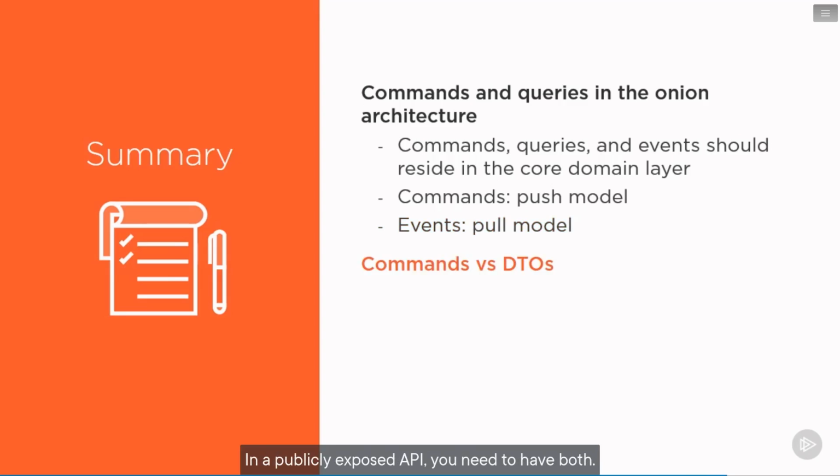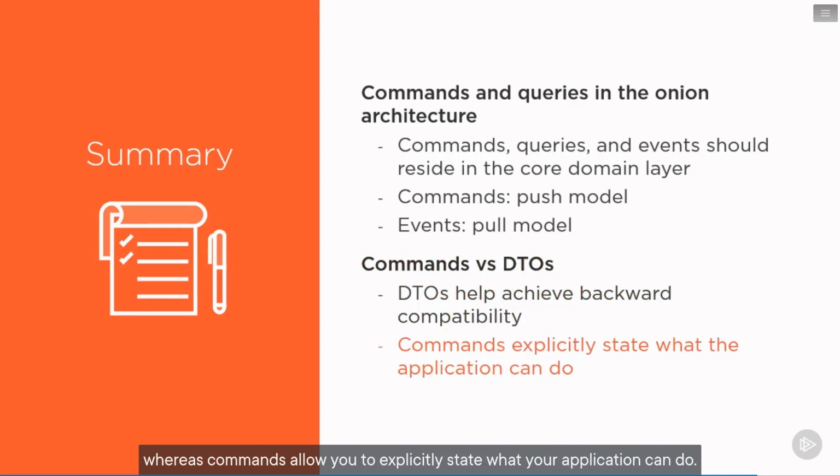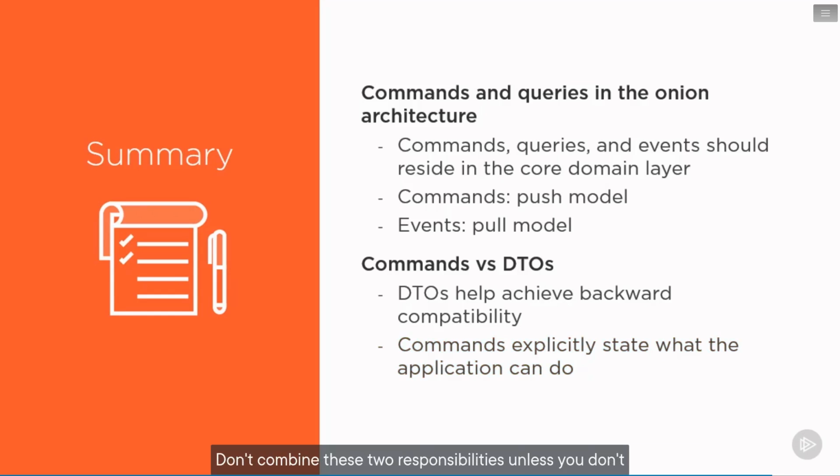We talked about the differences between commands and DTOs. In a publicly exposed API, you need to have both. DTOs, data transfer objects, allow you to achieve backward compatibility, whereas commands allow you to explicitly state what your application can do. Don't combine these two responsibilities unless you don't need backward compatibility for some reason.